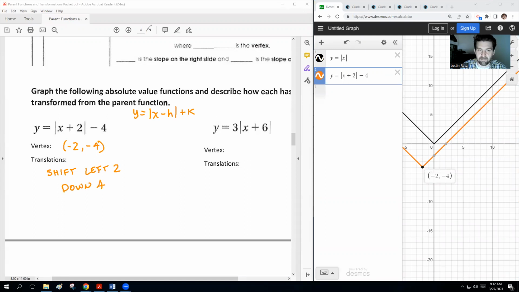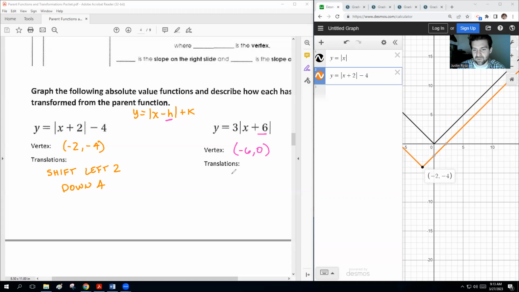All right. Over here, if you want to try this one on your own, okay, what about y equals 3 times the absolute value of x plus 6? All right, so our h here is the opposite of the inside, so that's definitely going to be -6. And then our k is what's being added on the outside. There's nothing being added on the outside. So this should be at (-6, 0).